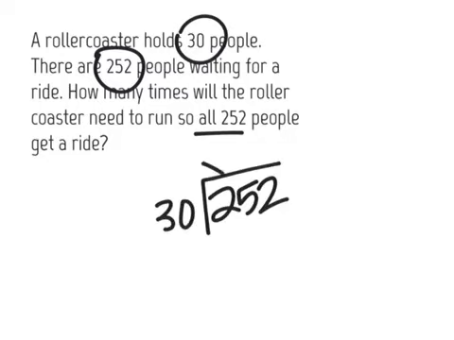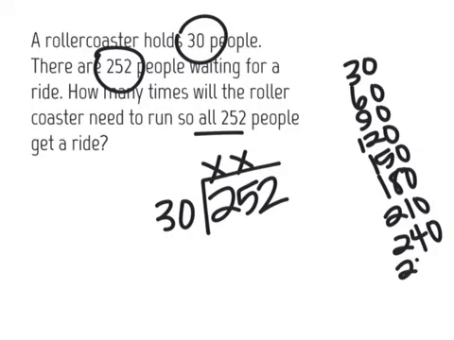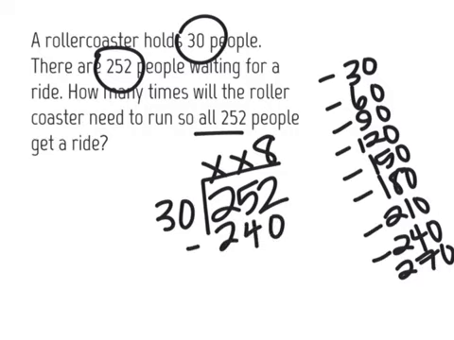I know 30 can't go into 2. 30 can't go into 25. So how many times can 30 go into 252? Well, if I count by 30s: 30, 60, 90, 120, 150, 180, 210, 240, 270. I counted by 30s, and I can see that 1, 2, 3, 4, 5, 6, 7, 8 times would be 240. So when I subtract, 2 minus 0 is 2, 5 minus 4 is 1. So it would be 8 remainder 12.